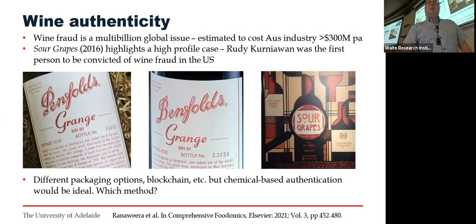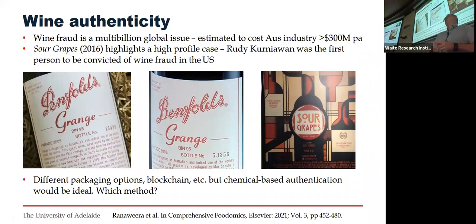But I want to talk a little bit briefly about authenticity because it kind of piggybacks on what we heard a little bit about last week. Wine fraud globally is a multi-billion-dollar issue. Even in Australia, a couple of years ago, the figures were like 300 million lost to the industry in just one year. You might have seen a film called Sour Grapes. You might have gone to your favourite store and picked up a bottle of Ben Folds.